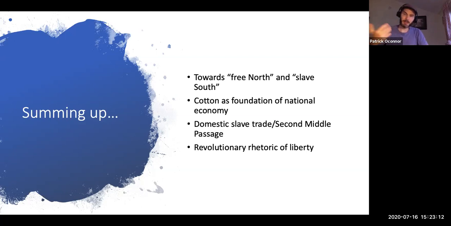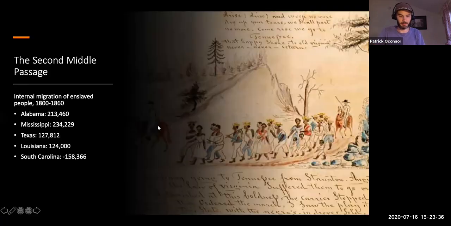Between 1800 and the 1860s, thousands of slave coffles made their way from the upper South down to the newly opening territories of the deep South. A coffle is a forced march, a chain of people chained together. So here are a few numbers to help you make sense of how large this forced migration was.